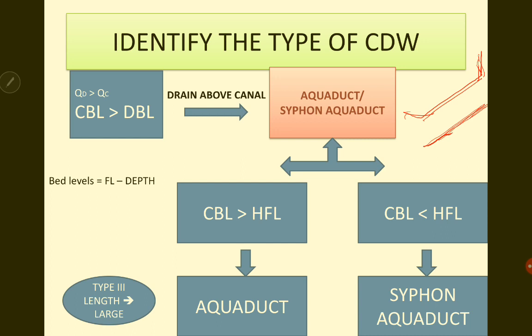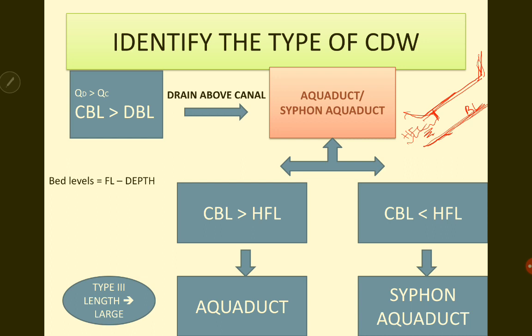Now once we have fixed that we are going to provide an aqueduct, the next question is: is it going to be a siphonic aqueduct or a single aqueduct? To differentiate between aqueduct and siphonic aqueduct, the next question to be asked is, is the canal bed level greater than the high flood level? So first you check the bed levels. The second thing, you check the water level of the river or the stream. If the high flood level of the river is much below the canal bed level, in that case you are supposed to provide an aqueduct.